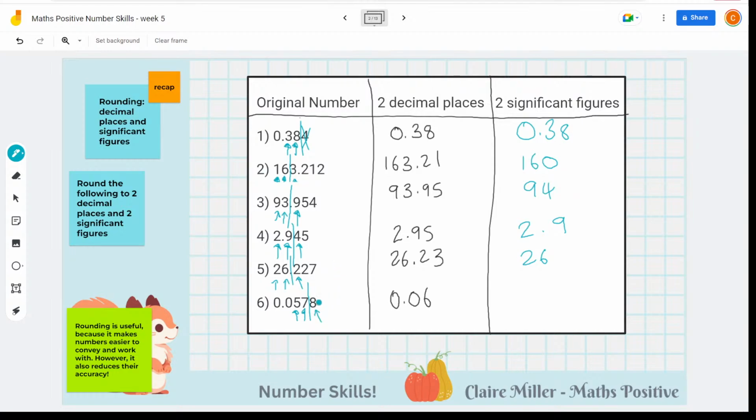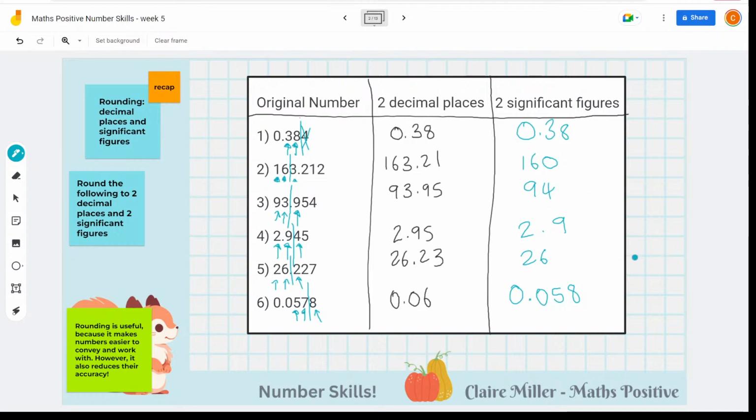Okay. The 8 is bigger than a 5, so we need to round the 7 up to an 8. So our number in the end is going to be 0.058. Wow. So in most of these cases, our numbers have ended up being a little bit different depending on whether we've rounded to 2 decimal places or 2 significant figures.